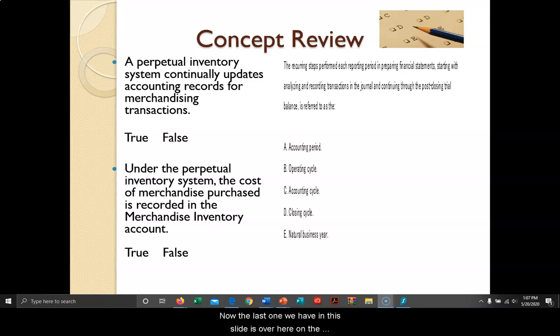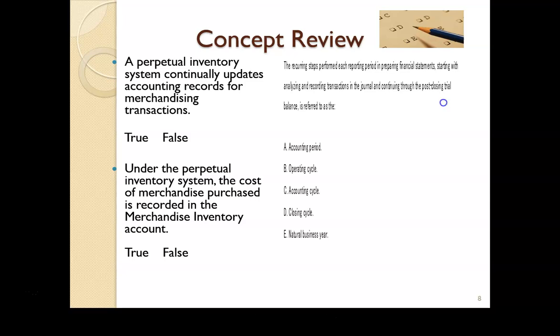Now the last one we have on this slide is over here on the right, and this is our multiple choice question. It says the recurring steps performed each reporting period in preparing financial statements, starting with analyzing and recording transactions in the journal and continuing through the post-closing trial balance, is referred to as the answer number C, the accounting cycle, right? Where we go through and we start all the way through, all the way to the post-closing trial balance, and then we start again.